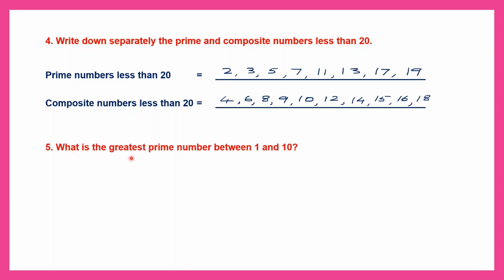Next one, what is the greatest prime number between 1 and 10? So here we've written all the prime numbers, isn't it? Now between 1 and 10, which is the greatest prime number? 7. As you can see, 7 is the greatest prime number. So the greatest prime number between 1 and 10 is 7.